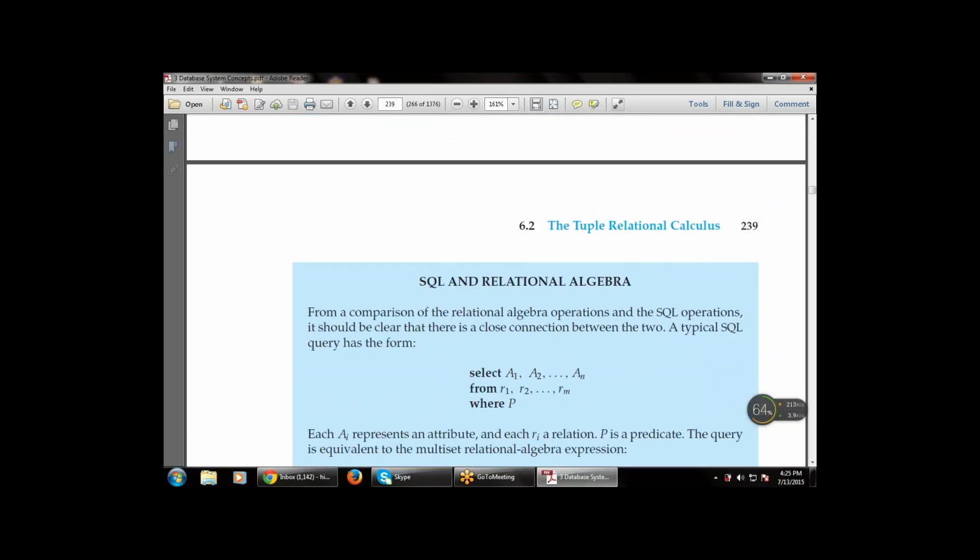Then we have discussed the comparison between SQL and the relational algebra, what SQL is, what the relational algebra is, and the relationship between them. This is select A1, A2 till An from R1, R2 till Rm, where P is a condition, we can say P is a predicate.